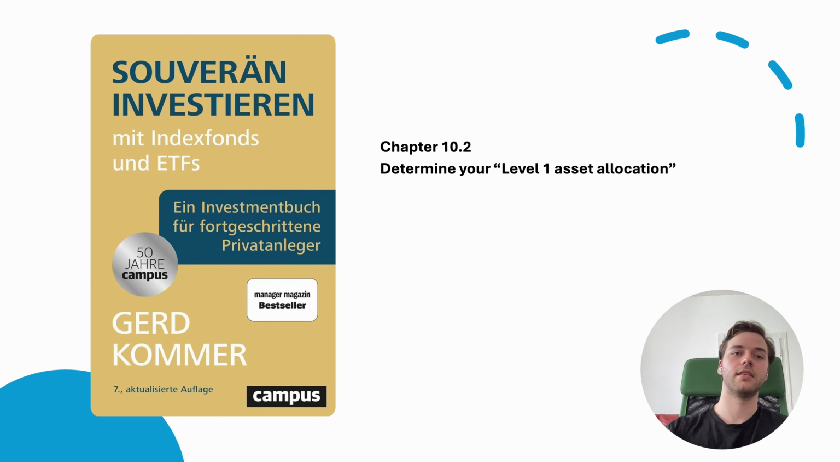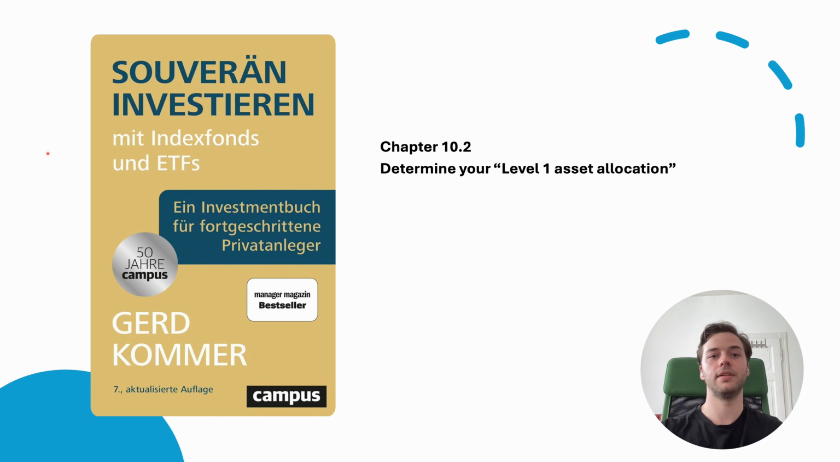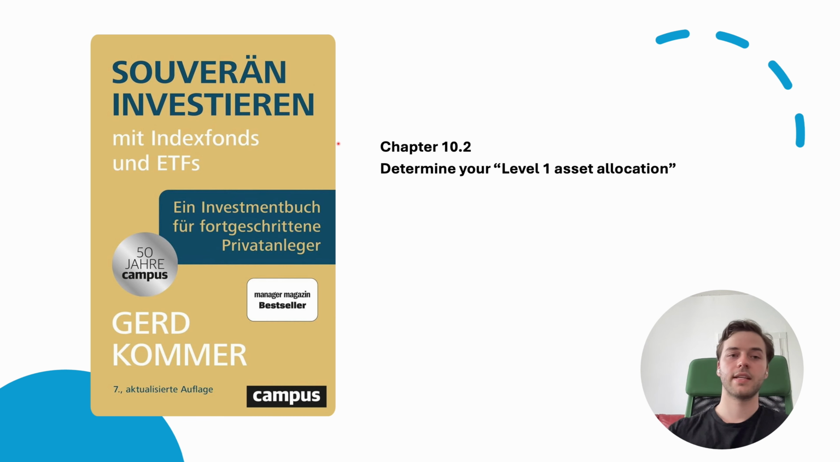And the scientific basis and source for most of the guide right now is going to be this book here. And for this presentation, specifically chapter 10.2, determine your level 1 asset allocation. And as discussed in chapter 1, we're going to use mostly this book because right now in Germany, I would say for the scientific basis of passive investing with ETFs, this is the go-to book.